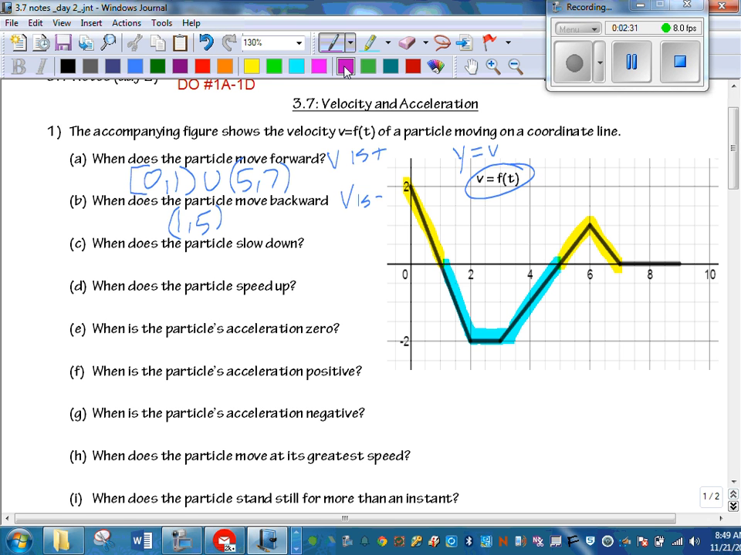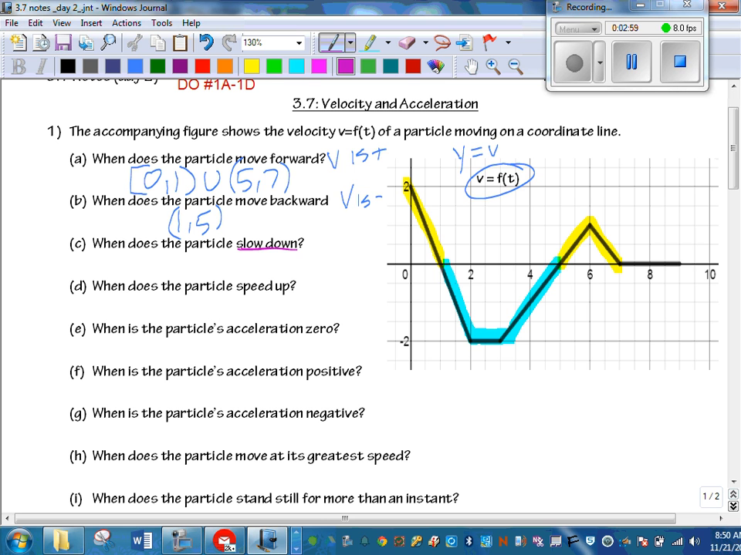Part C, when does the particle slow down? So again, forget about the graph for just a second. Let's think about what we know. How do we know when the particle is slowing down? Well, acceleration is negative, but what if it's going to the left? And the acceleration is negative. Is it slowing down? Oh, yeah.